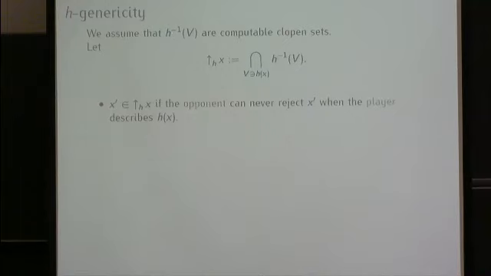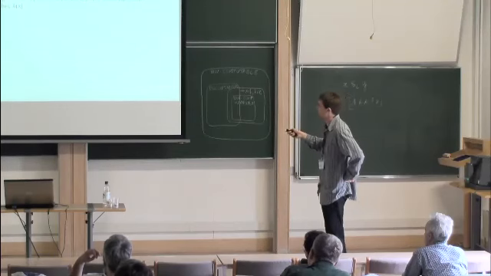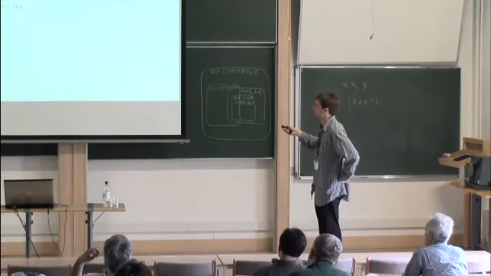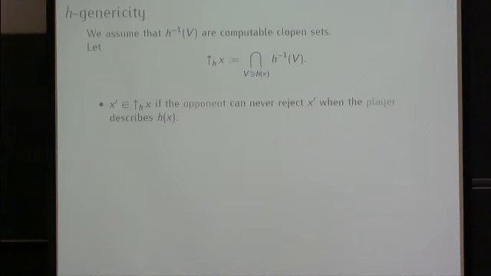given X, the upper set of X as this intersection. So a point is in the intersection if it can never be rejected when the player describes H of X. I mean, from the only information given by H of X, you can never know if some element of this set is not X. So this set is a Π^0_1 class relative to H of X.